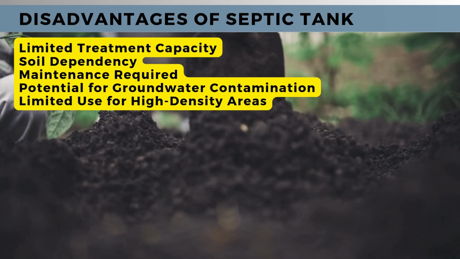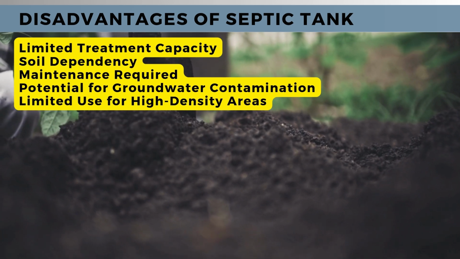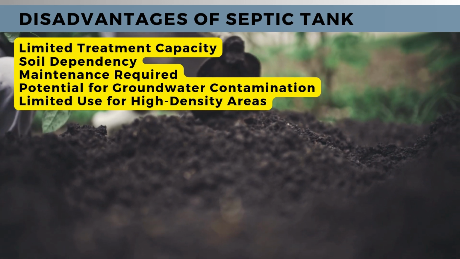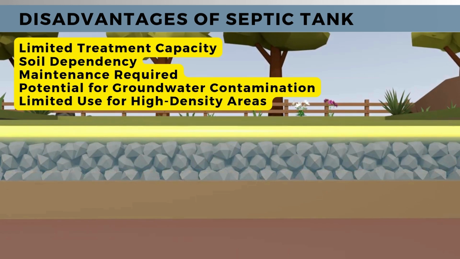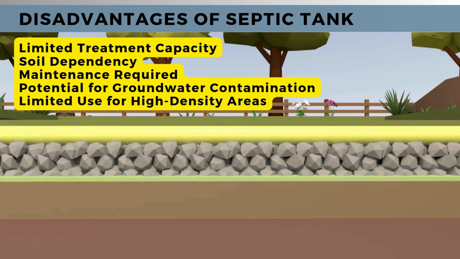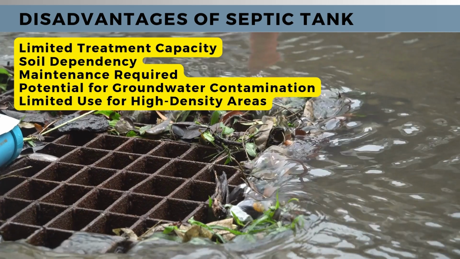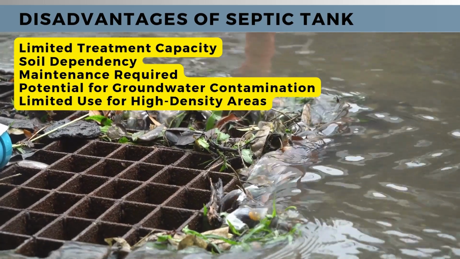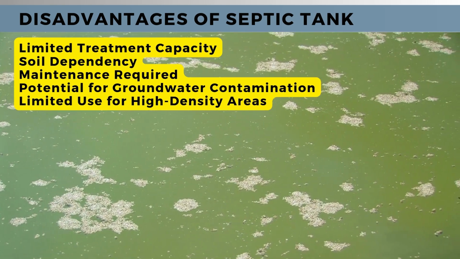Another disadvantage of septic tanks is soil dependency. The effectiveness of the drain field depends heavily on soil type. Sandy soils may allow wastewater to percolate too quickly, while clay soils may not allow adequate percolation, leading to system failures. In areas with high water tables or poor drainage, the septic system can malfunction, leading to contamination of groundwater or surface water.